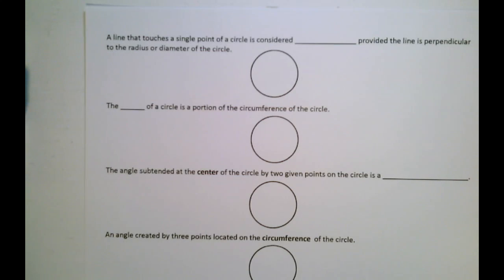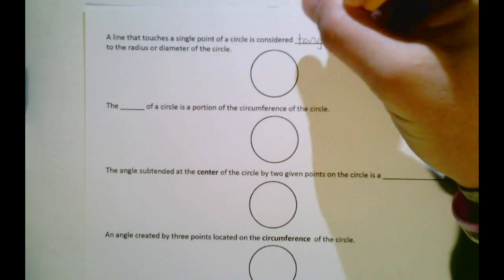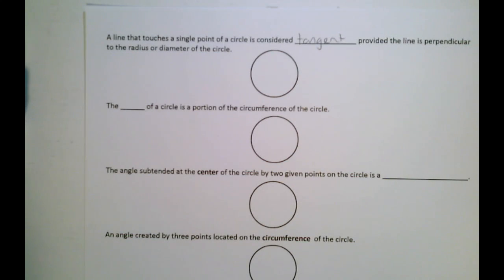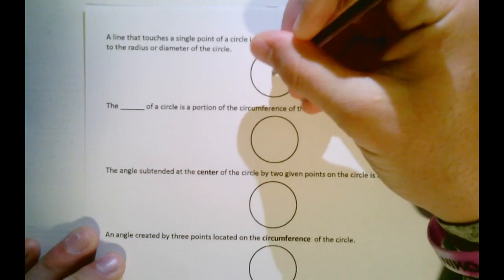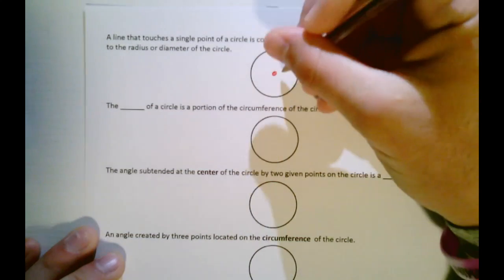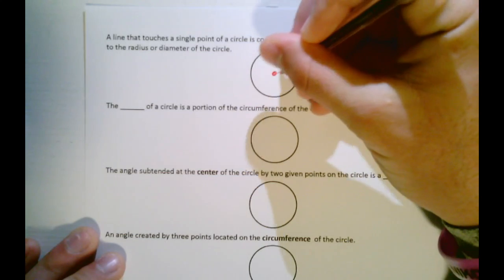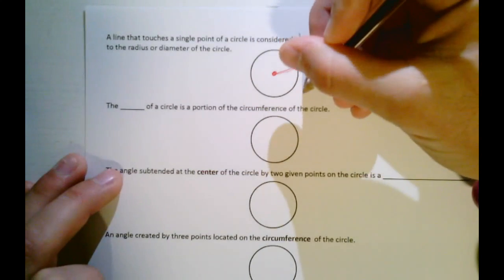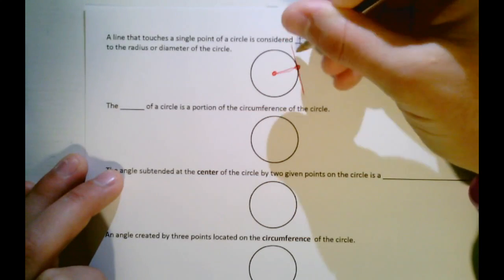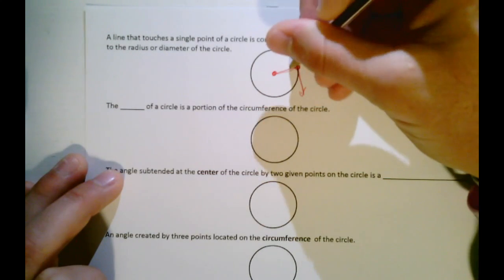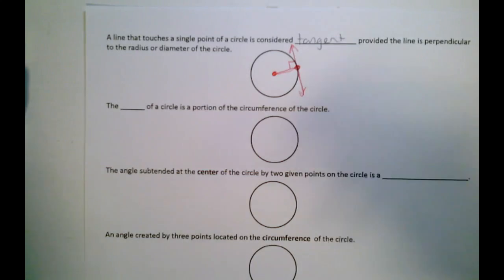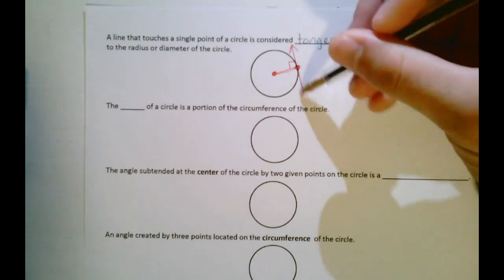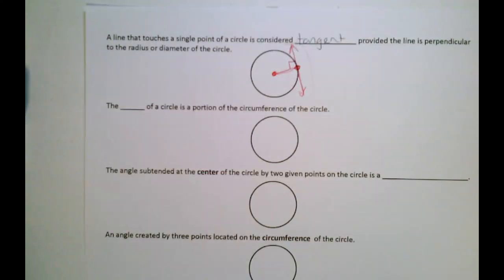So a line that touches a single point of a circle is considered tangent, provided the line is perpendicular to the radius or diameter of the circle. So based off of that, if I had a center and I extended a line out like my radius, this point right here could create a line that is tangent to the circle. And what makes it tangent is that it creates a 90-degree angle. You see how it's perpendicular here? This line right here is considered tangent.